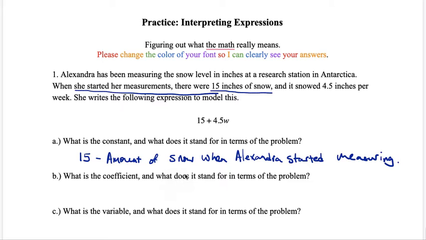So what is the coefficient? We know that the coefficient is the number that's attached to the variable, so 4.5 here is our coefficient. That's the factor that is attached to the variable. Some stuff about factors in your practice. This term, 4.5W, has two factors, 4.5 and W. 4.5 is the coefficient. And what does it stand for in terms of this problem? It's saying that it snowed 4.5 inches per week. So it's the amount of snow that falls in a week.